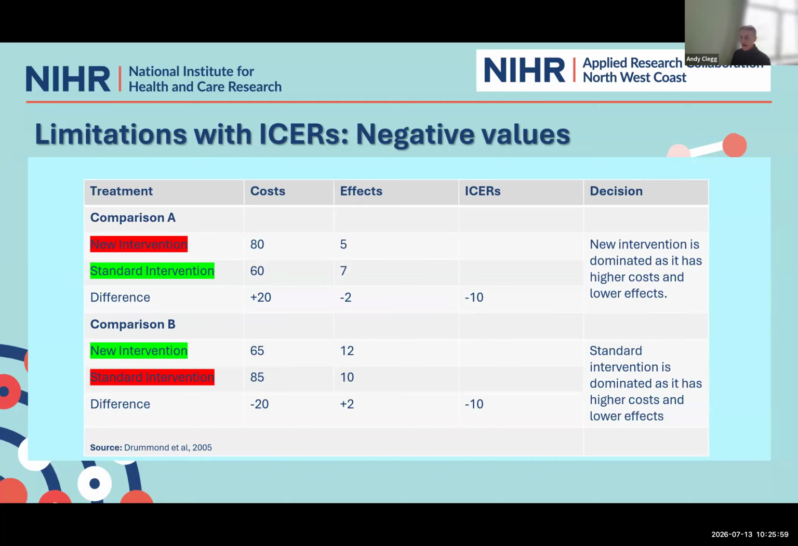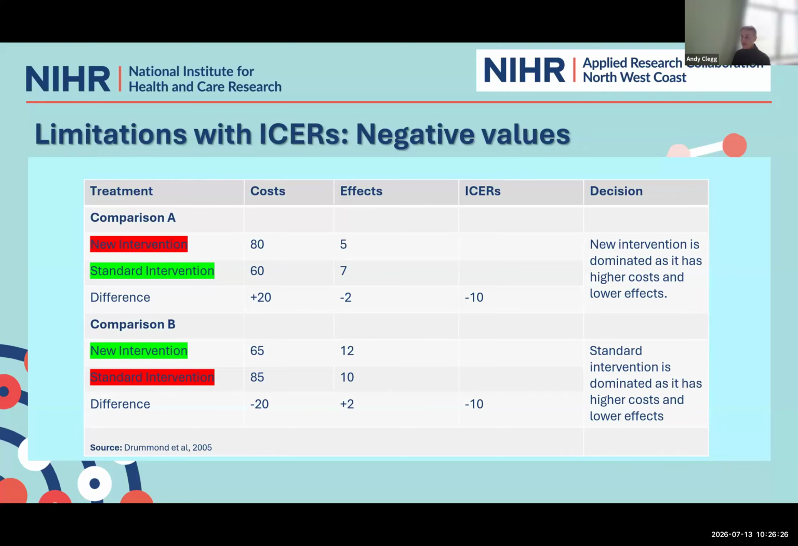However, ISAs have certain challenges around them. One of them is that you can get the same ISA for very different findings within it. So here you've got two comparisons. The top comparison shows that the new intervention is more costly and less effective than the standard intervention, and therefore the new intervention is dominated by the standard intervention.